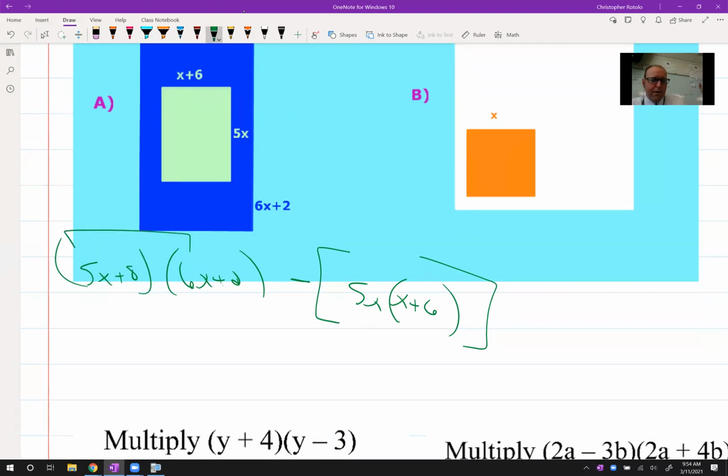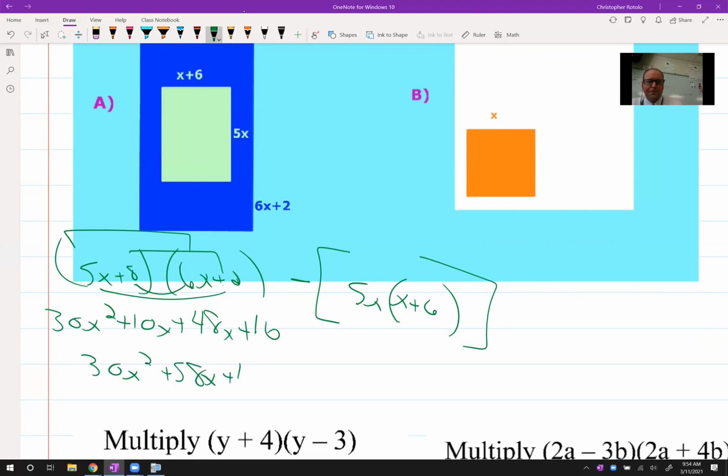So 30x squared. On the outside, I see 10x. On the inside, I got plus 48x. On the end, I got 16. I get some like terms. 30x squared plus 58x plus 16.